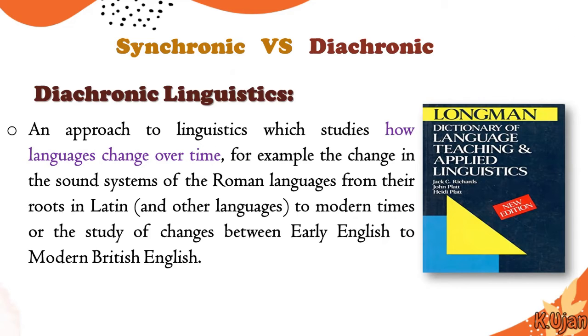And other languages to modern times are the study of changes between early English to modern British English. या दूसरी तरफ ये भी कह सकते हैं कि जो मॉडर्न इंग्लिश, मॉडर्न ब्रिटिश इंग्लिश है, इसकी अर्ली शेप कैसी थी. So this study, or the historical study of language, is known as diachronic linguistics.